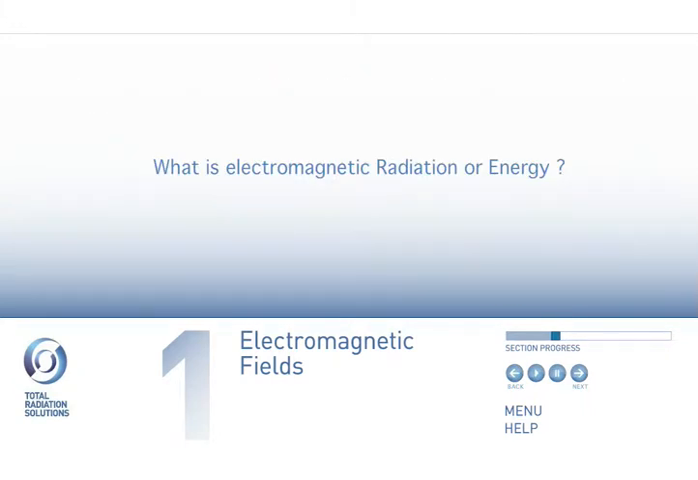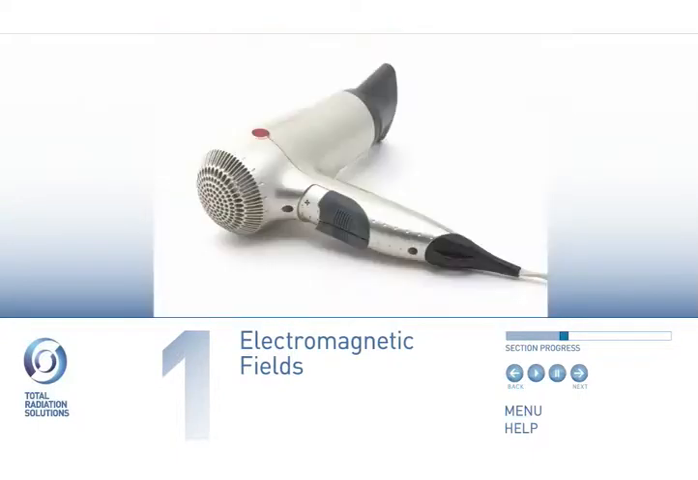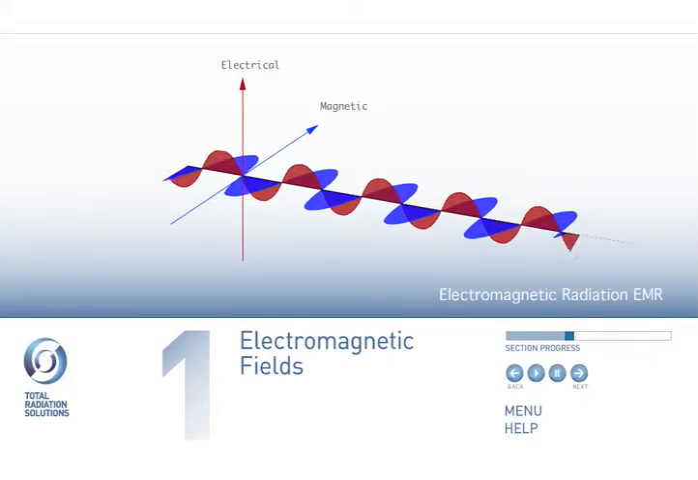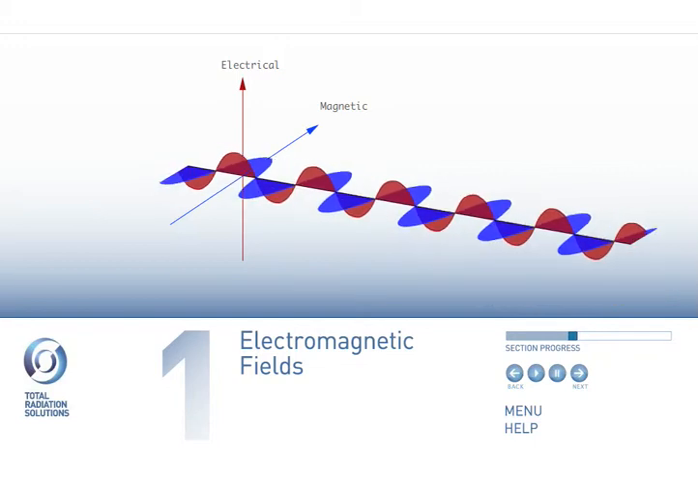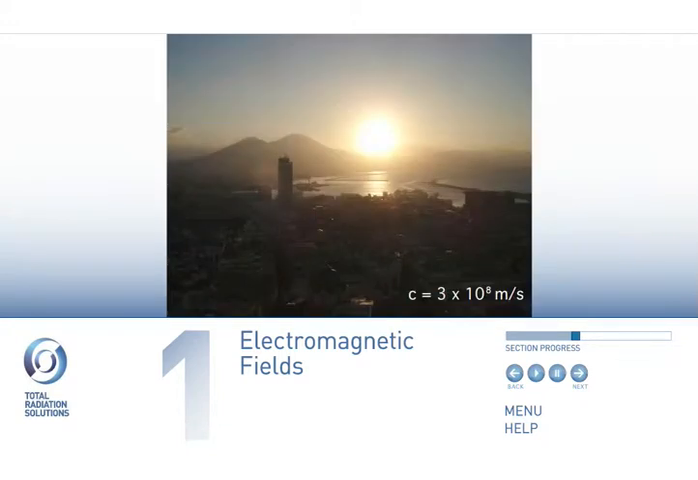What is electromagnetic radiation or energy? Radiation is just a form of energy transfer. Other forms are conduction, for example when heat passes along a metal rod, and convection, for example when heat is transferred using a hairdryer. Electromagnetic radiation, EMR, or energy, EME, is a wave travelling through space made up of electric and magnetic fields. EME waves travel at the speed of light, which is constant at 300 million meters a second.